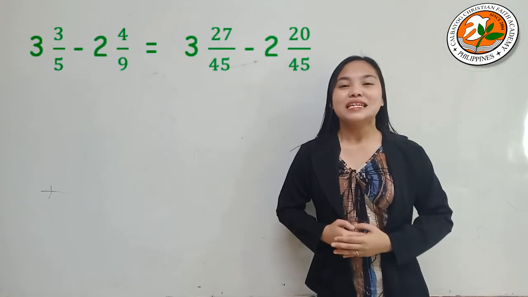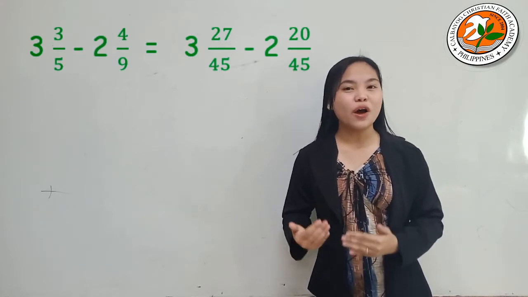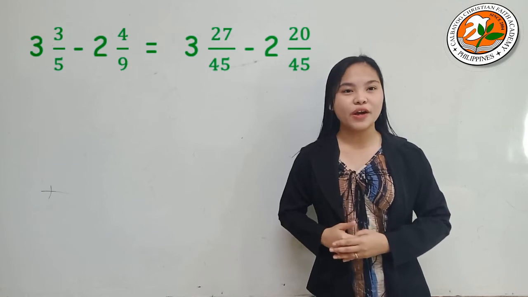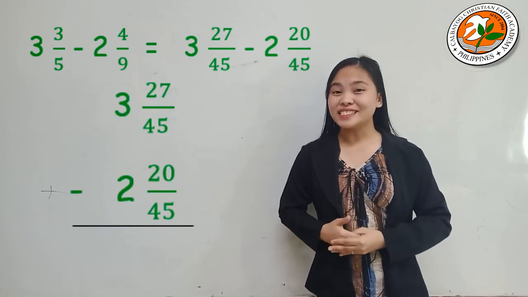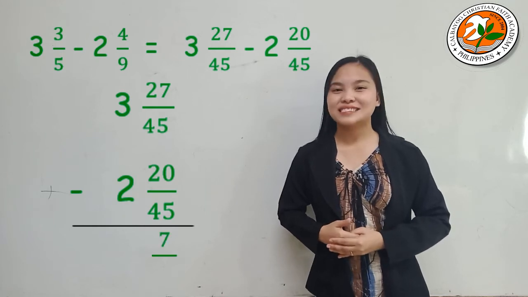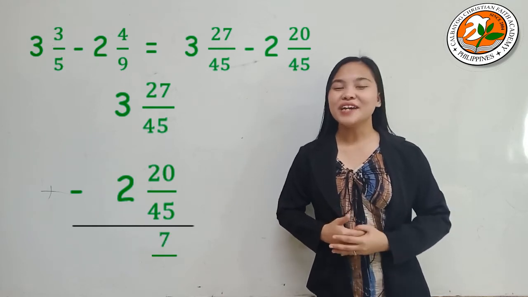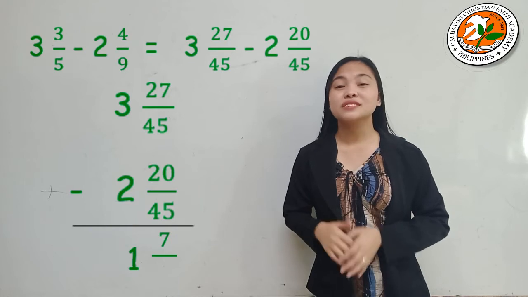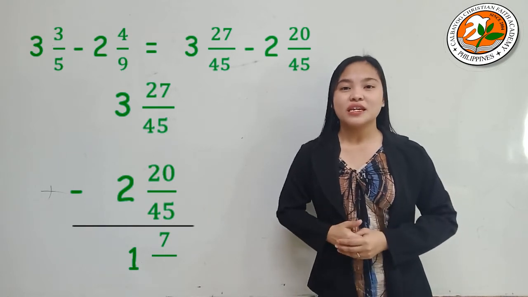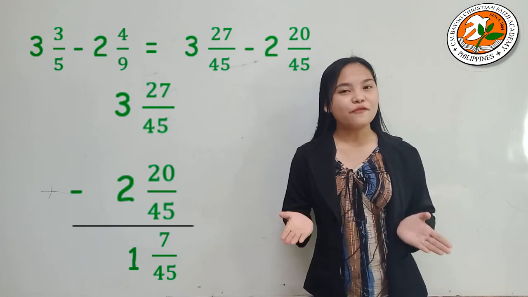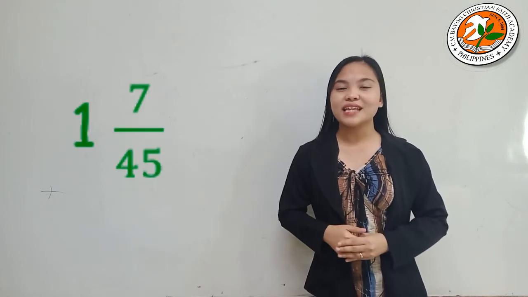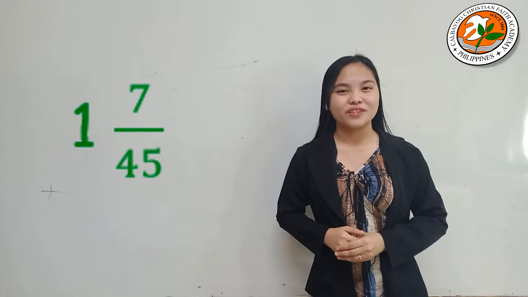Third step, let's subtract the fraction part and the whole number part. So 27 minus 20 is equal to 7. 3 minus 2 is equal to 1. Since our denominator is 45, let's copy 45. Therefore, our answer is 1 and 7/45.